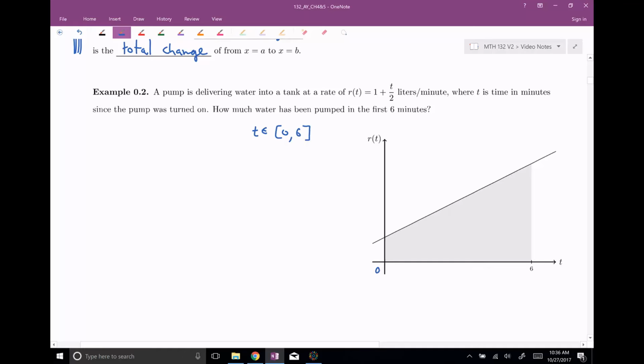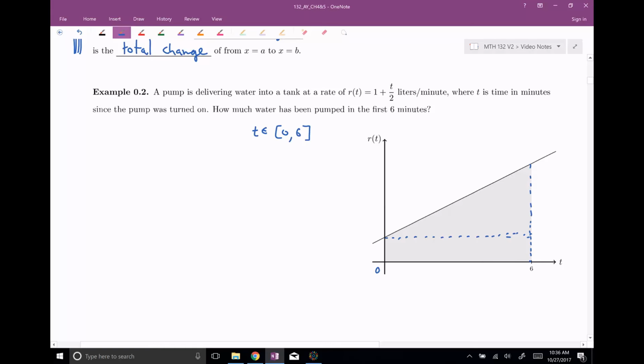Okay, so let's actually answer this question. The nice thing about this graph, with a nice straight line, is that it makes a trapezoid, and we can find an area formula for a trapezoid. But let's pretend that I don't remember what the area formula for a trapezoid is. The nice thing about trapezoids is quite often they can be broken down into rectangles and triangles. So I'm going to break this down into a rectangle and a triangle, and then I can calculate the area this way.